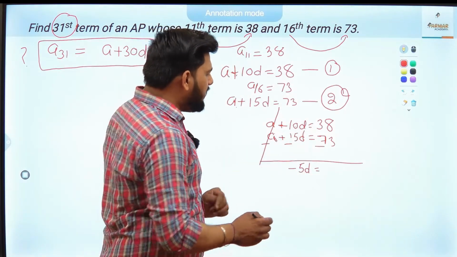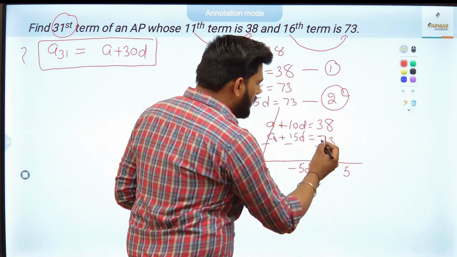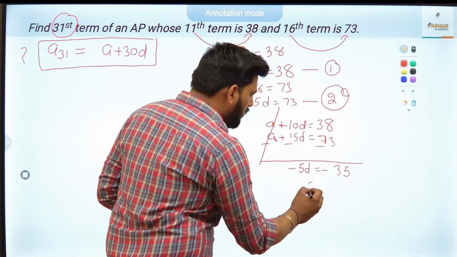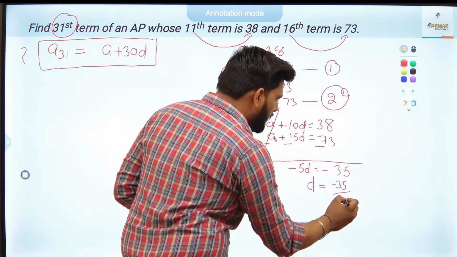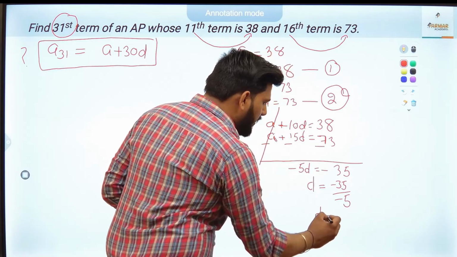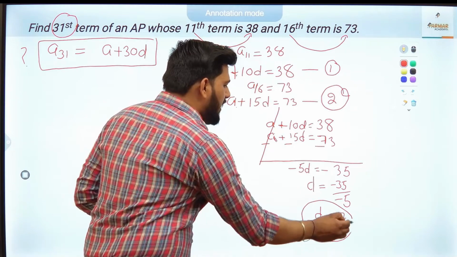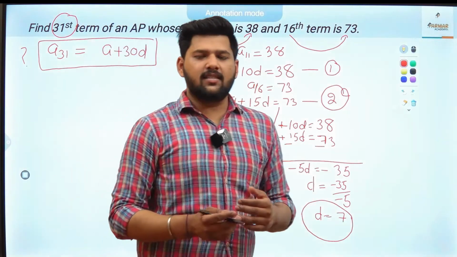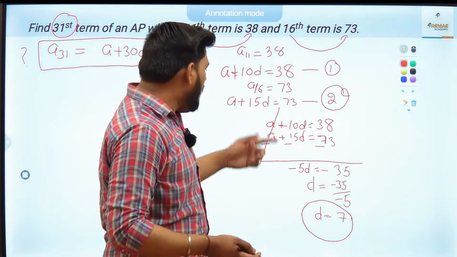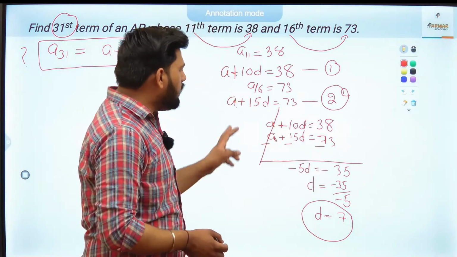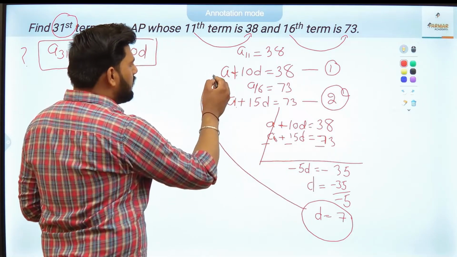38 positive, 73 negative. That is minus 35. So the difference is minus 35 over minus 5. The difference is 7, since 7 fives are 35. So the difference is 7. Now this is the value of the common difference, that is d. To find the first term a, we will substitute this value in any of the equations, either in the first or the second.